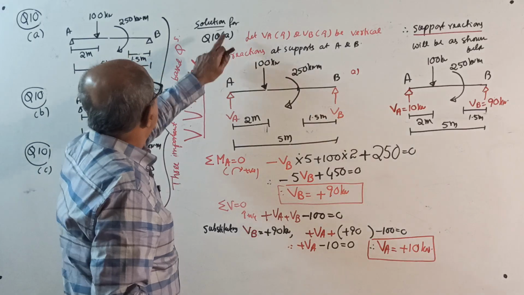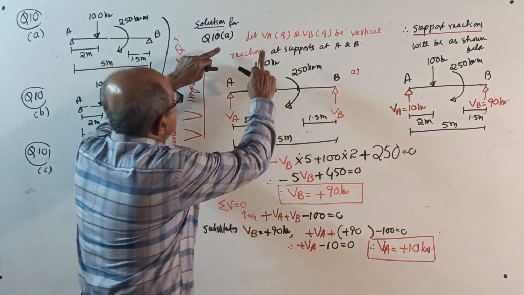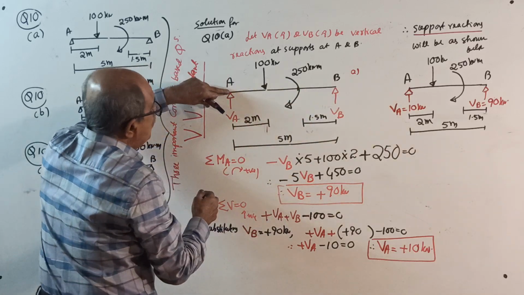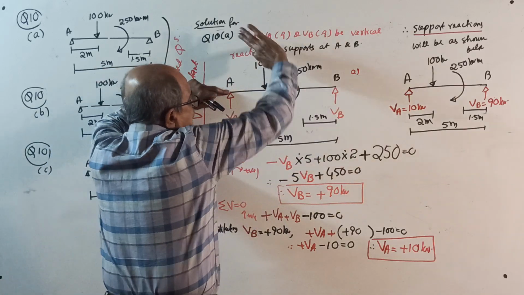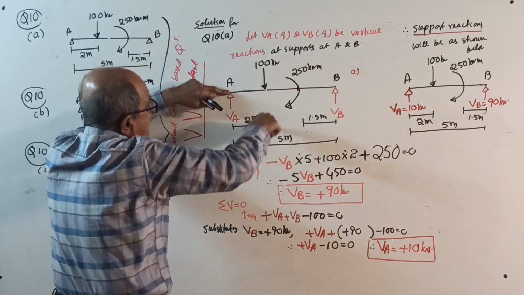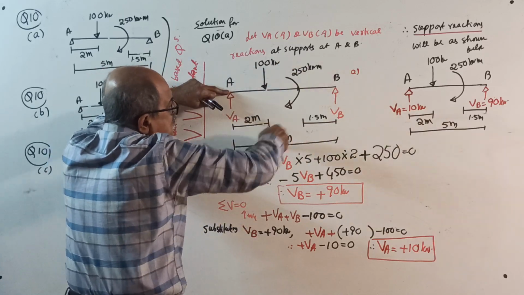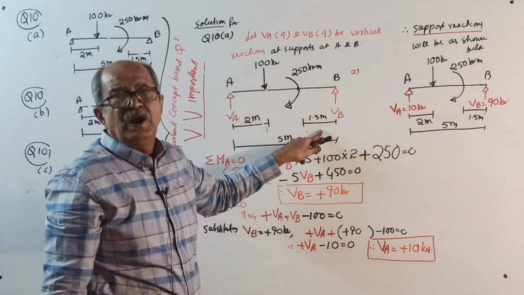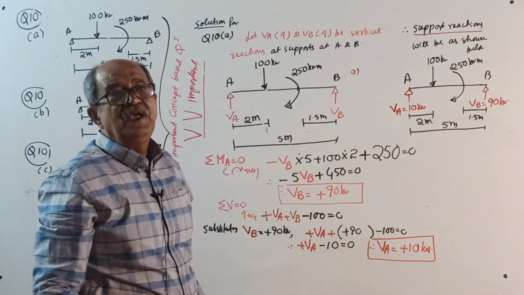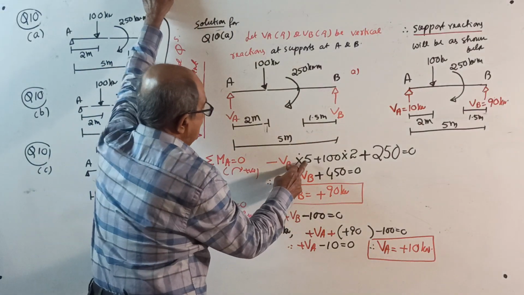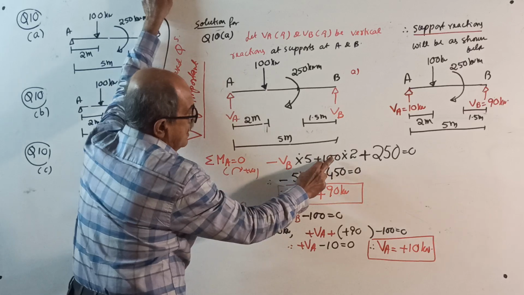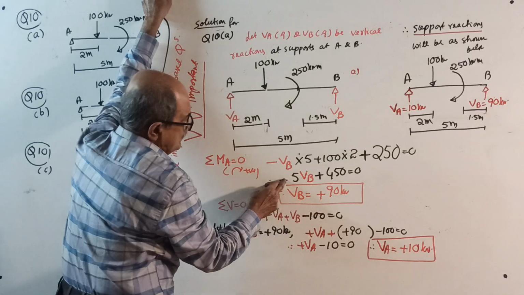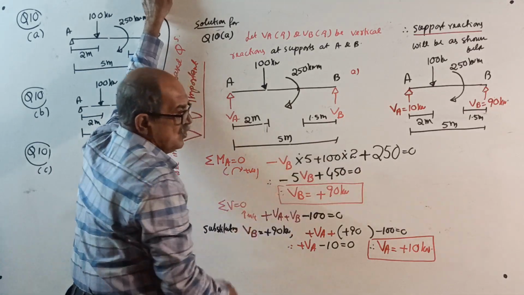Now start. Solution for question 10A. Usual. Let VA up, VB up. Put the neat sketch. Take moment about A. Minus VB into 5 plus 100 into 2 plus 250 equal to 0. So this 1.5 meter is not required for us, but it is required for SFD BMD. Now, minus 5 VB, 100 into 2 plus 250 is 450, correct? Yes, 450. So minus 5 VB plus 450 equal to 0.